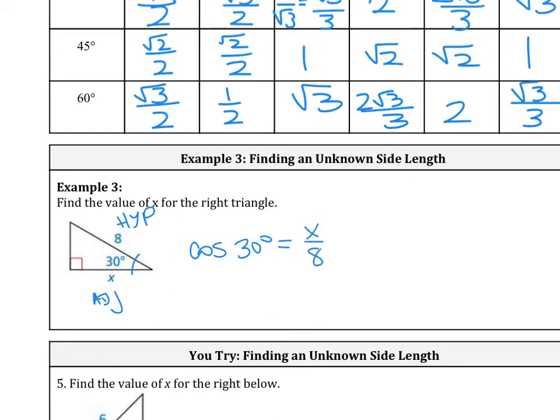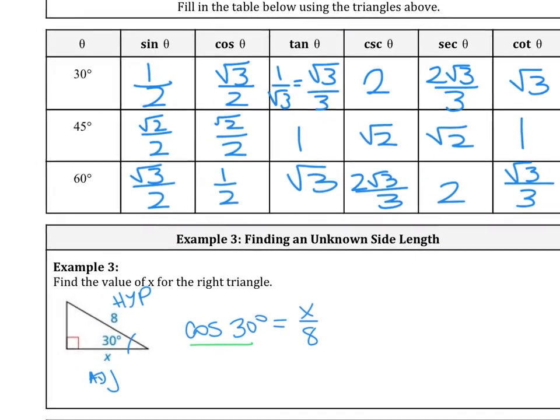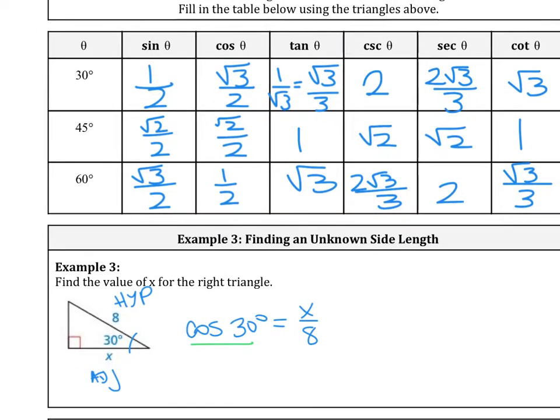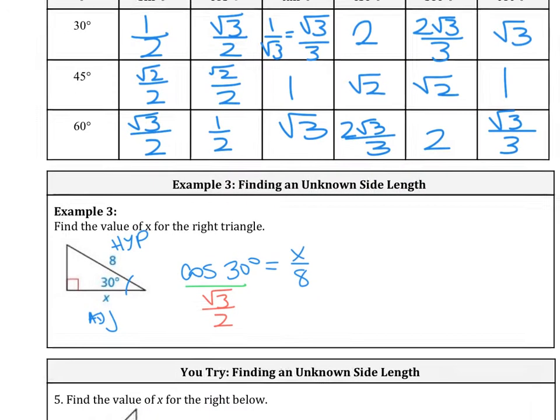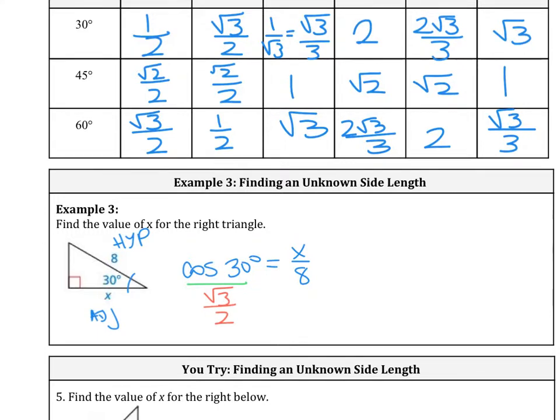So we can go ahead and solve for this. We need to figure out what cosine of 30 degrees is. If you look up cosine of 30 degrees, that is √3/2, right up here. So let's substitute that: √3/2 is our cosine of 30, and that equals x over 8. To solve, we're going to multiply by 8 on both sides. And 2 goes into 8 4 times. So x equals 4√3.